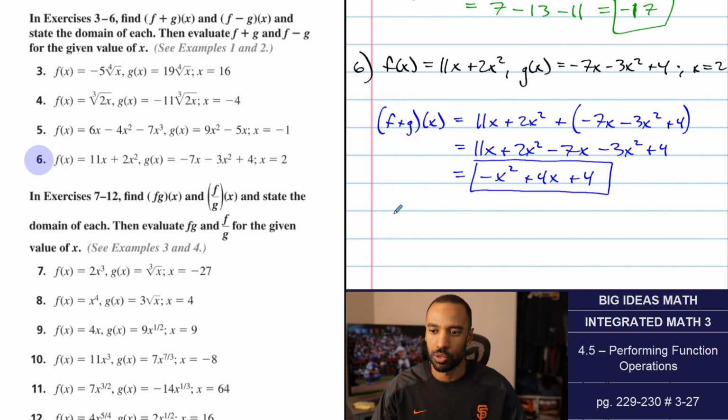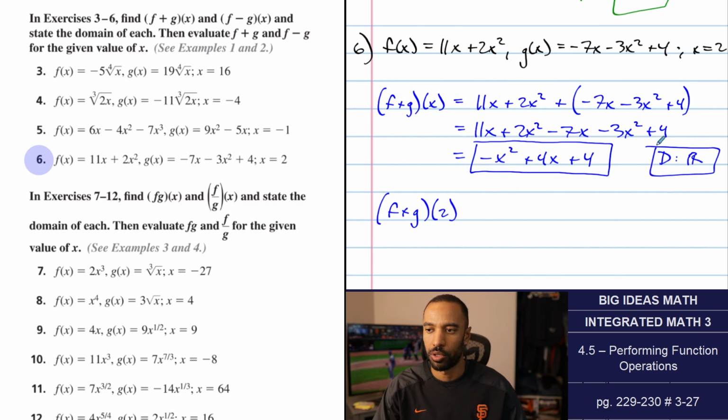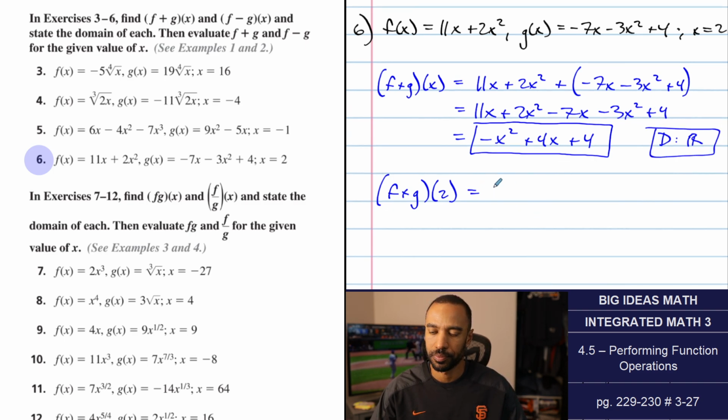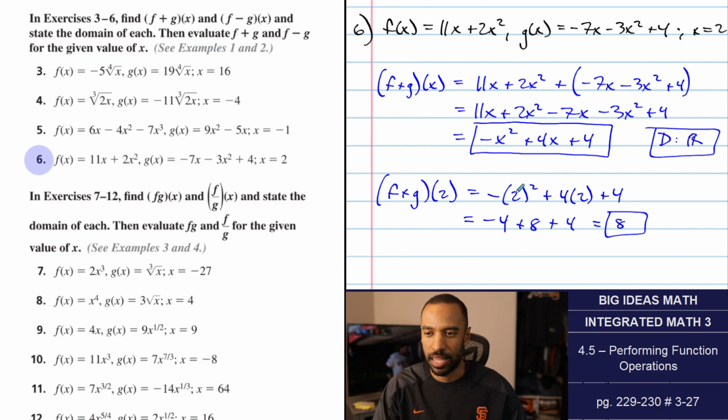Let's do f plus g of 2. Oh, domain, all real numbers. Poorly written. F plus g of 2. Opposite of 2 squared plus 4 times 2 plus 4. That gives you negative 4 plus 8, which is 4, plus 4, which is 8. Remember, the negative is on the outside of that for order of operations.